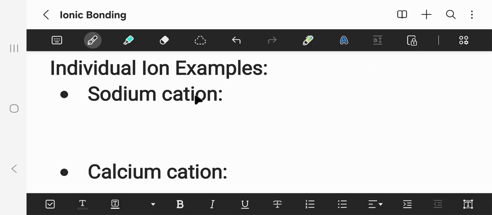Okay, so guys, what we have to remember is that a sodium cation is going to be a metal. That's one thing for sure. And we see that by the fact that it's a cation. That means it will have a positive charge. And we need to remember where sodium is located. It's located in group 1.